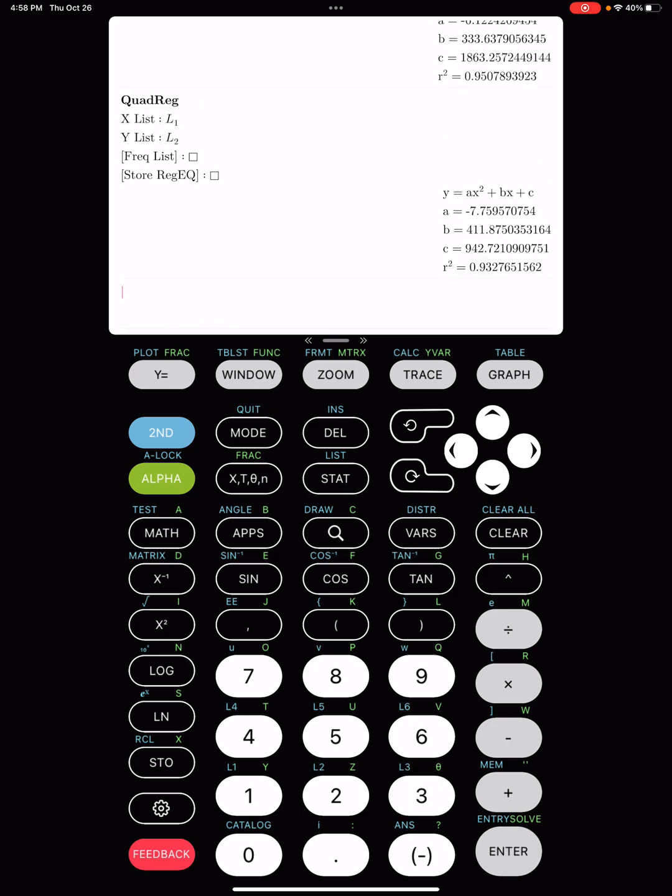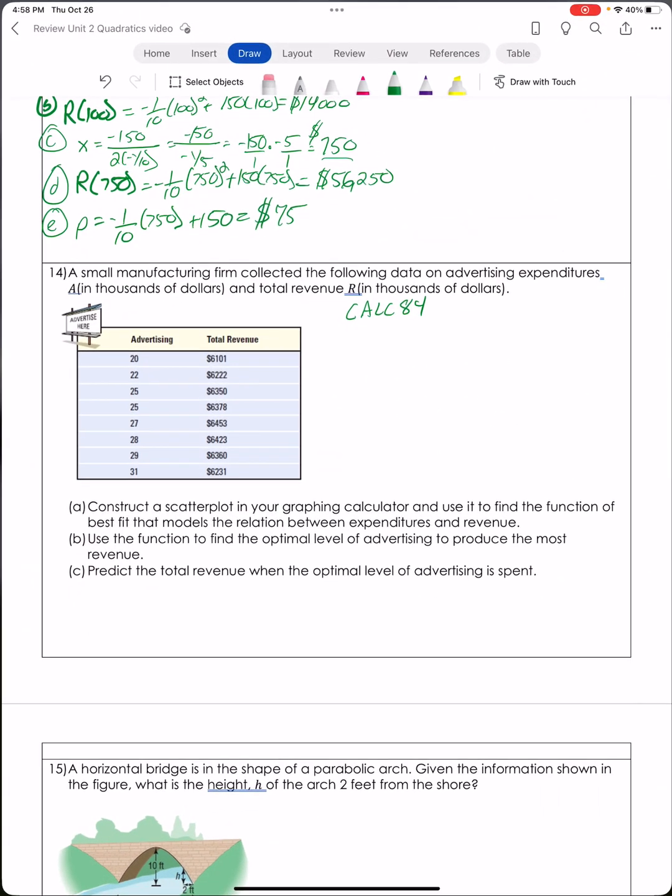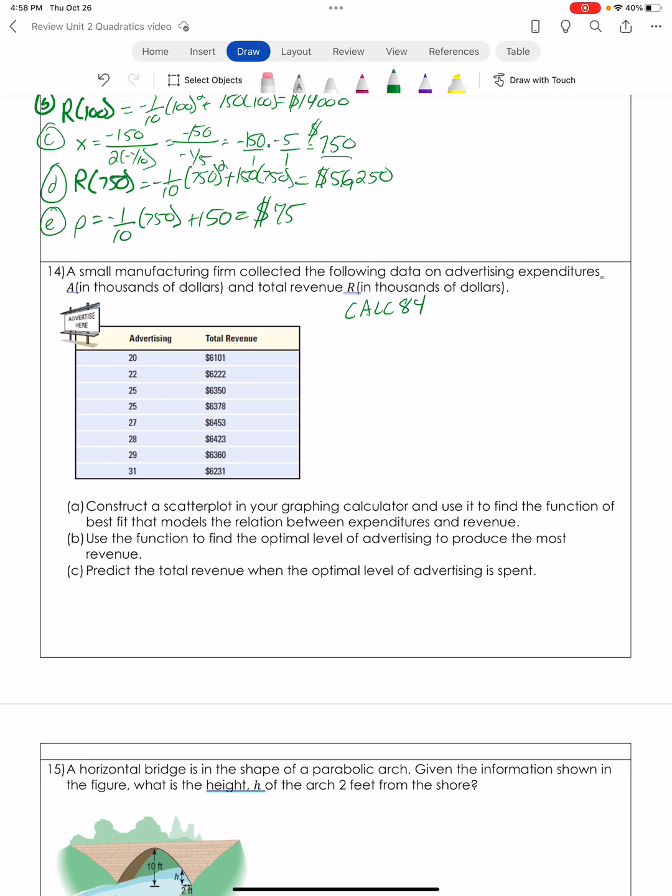So I have my -7. When you do your graphs, A is going to be y equals negative 7.7596 x squared, because that's your A value, plus 411.8750 x plus 942.7211. So there's your equation. And so here's the function that best models the relationship.